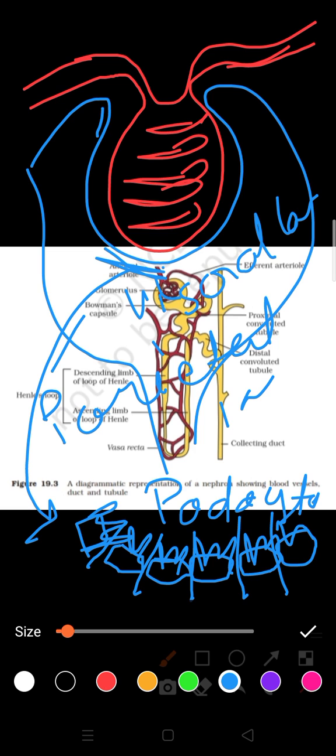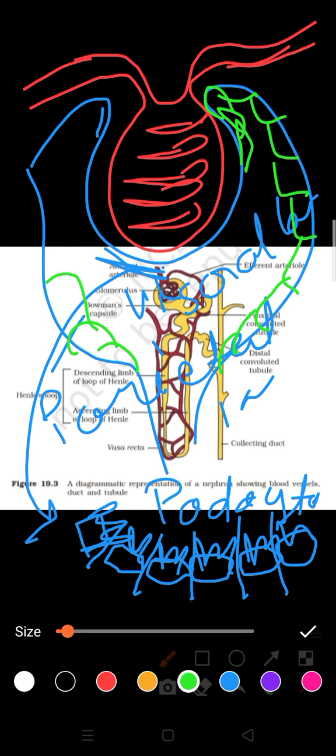In the next point you can see the parietal layer. The rest of the cells are generally just simple cells made up of this kind of structure. They are simple cells, but special cells are present in the visceral layer, which I told you are known as podocytes. The visceral layer is made up of podocytes, but the rest is made up of simple squamous epithelium type of cells.